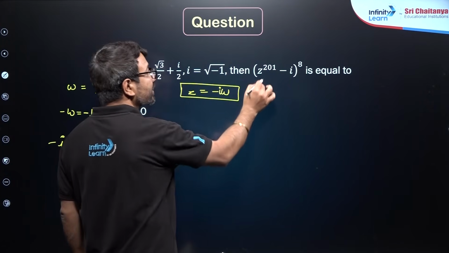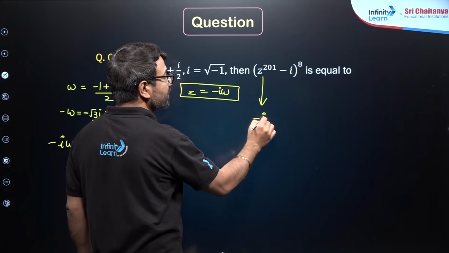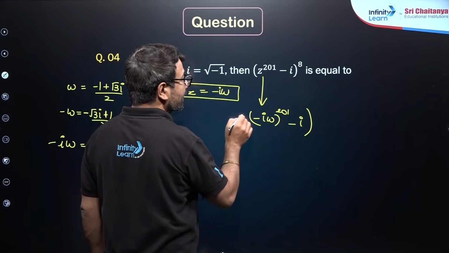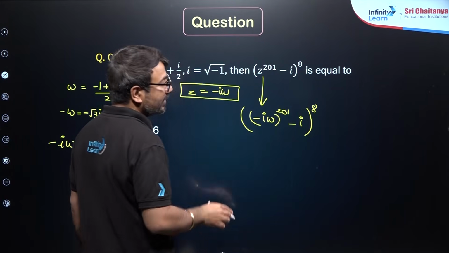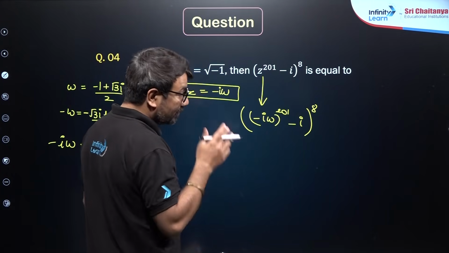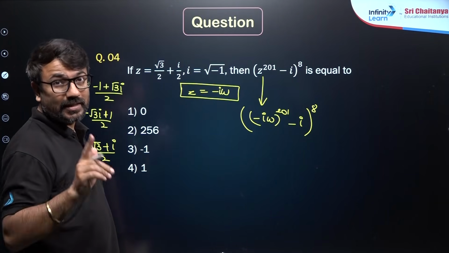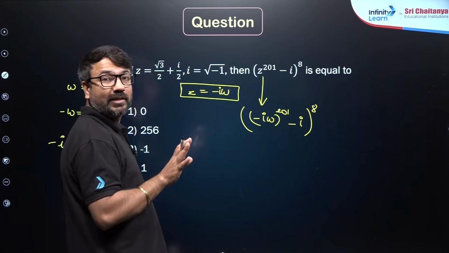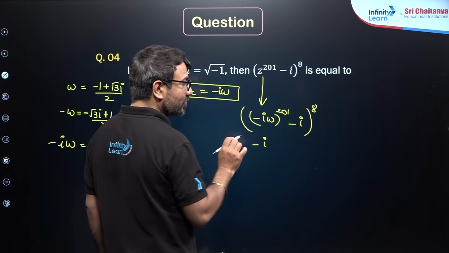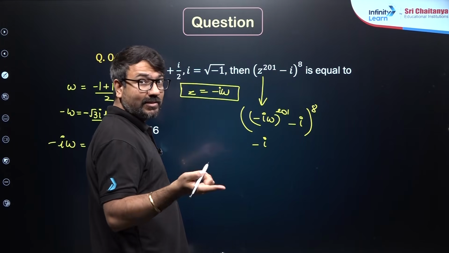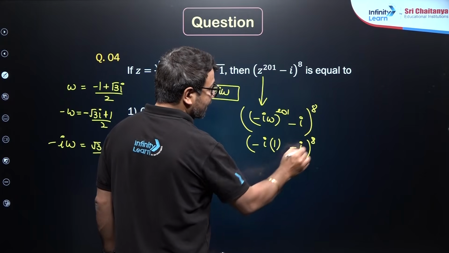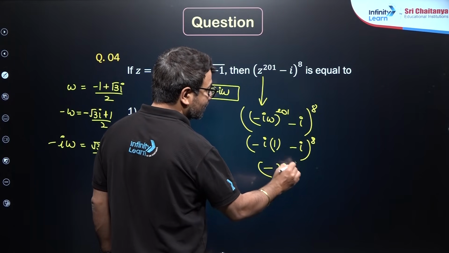Now they have said that z raised to the power 201, that means (iota omega) raised to the power 201, then minus iota, and then it is raised to the power 8. If you simplify this, iota raised to the power 201: beta, iota raised to the power 200 is 1, so this is iota only. And this negative is taken outside. Iota raised to the power 201 is iota, and omega raised to the power 201 is 1. And then minus iota raised to the power 8.